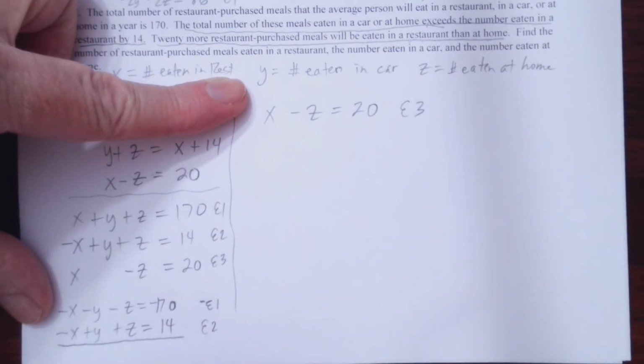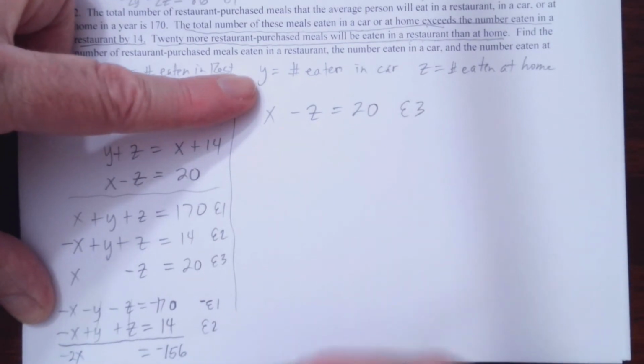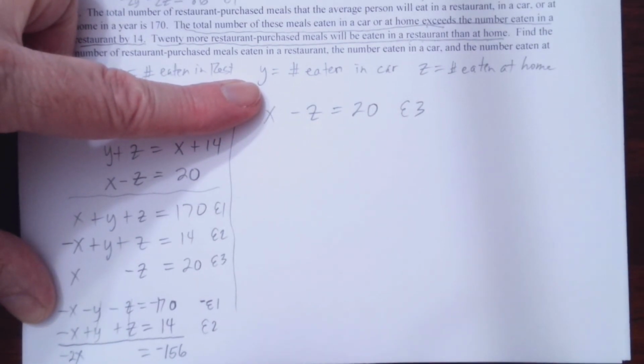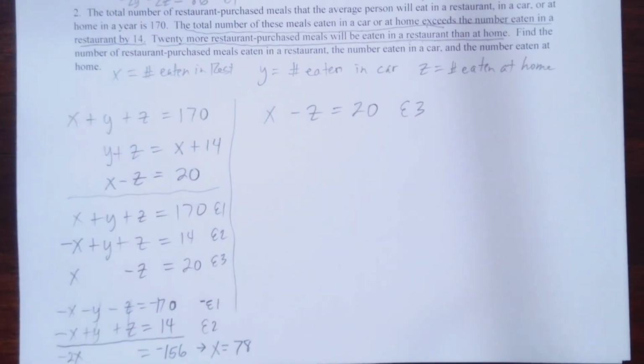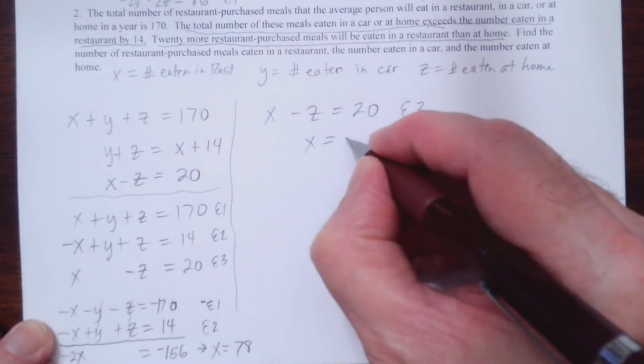Now, when we add these together, we get negative 2x. Notice not only do our y's cancel, but our z's also cancel. And that's negative 156. We'll divide each side by negative 2, and we're going to get x is equal to 78. So x equals 78.